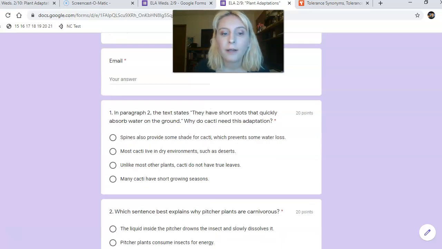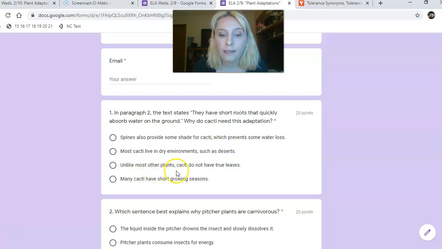Number 1, in paragraph 2, the text states, they have short roots that quickly absorb water on the ground. Why do cacti need this adaptation? Why do they need to have short roots that quickly absorb water on the ground? Is it because spines also provide some shade for cacti, which prevents some water loss? Is it most cacti live in dry environments such as deserts? Is that explaining why cacti have short roots that quickly absorb water on the ground?